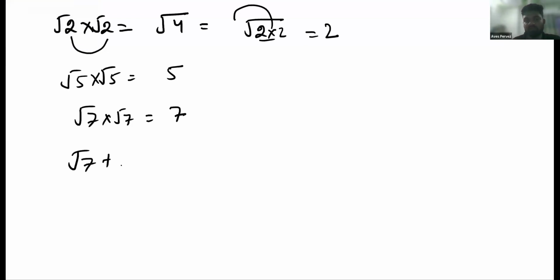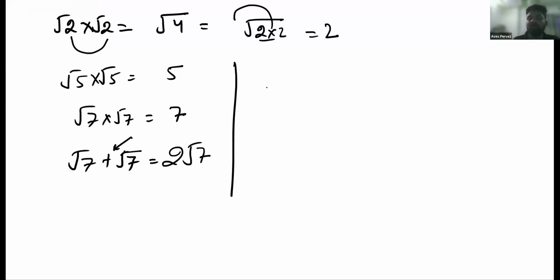But if I'm having root 7 plus root 7, what will it give you? Root 7. This is 1 root 7 and 1 root 7. Assume that if 1 is not written here, it is 1 root 7 and 1 root 7. So it will give 2 root 7. If it is a plus sign, then it will give 2 root 7. Got it?